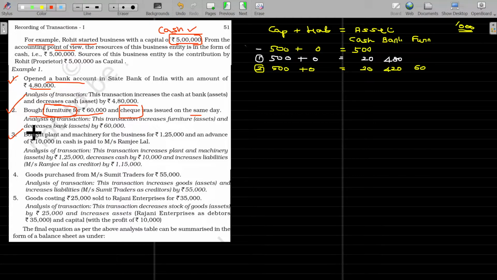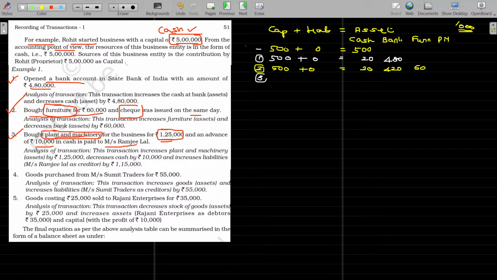Third one, bought plant and machinery for the business for rupees 1,25,000 and then an advance of rupees 10,000 in cash is paid to Mrs. Ramji Lal. So a new plant and machinery is purchased, for which 1,25,000 rupees worth is also finalized. So I am introducing one more asset, plant and machinery. Plant and machinery. Okay.